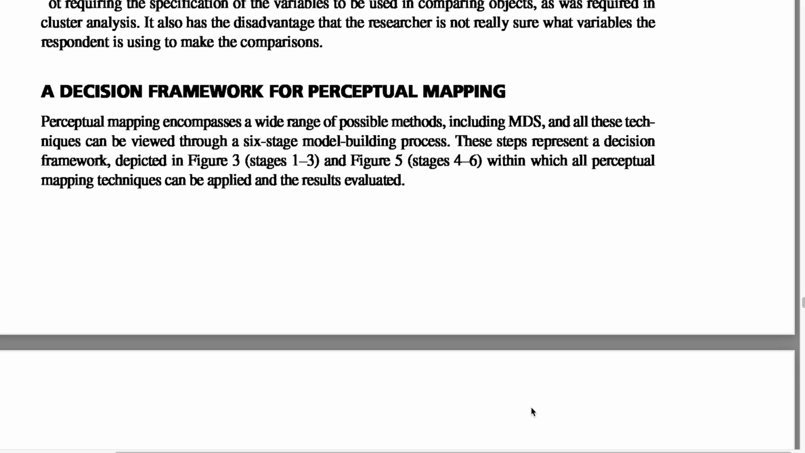Perceptual mapping encompasses a wide range of possible methods, including multidimensional scaling, and all these techniques can be viewed throughout the six-stage model-building process. These steps represent a decision framework, described in Figure 3 for stages 1 to 3 and Figure 5 for stages 4 to 6, within which all perceptual mapping techniques can be applied and the results evaluated.